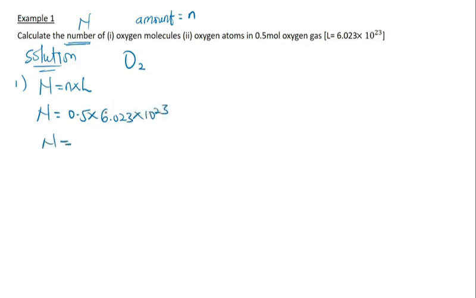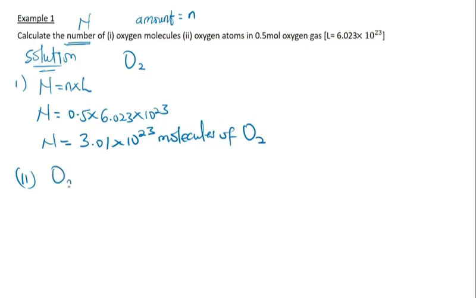So our number of oxygen molecules, or O2, if we punch this into the calculator, is 3.01 times 10 to the power 23 molecules of oxygen gas. Now let's look at the second aspect. The second aspect is telling us to find oxygen atoms, not molecules but atoms.